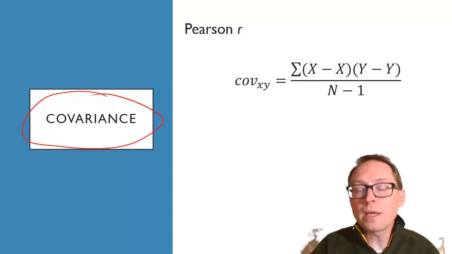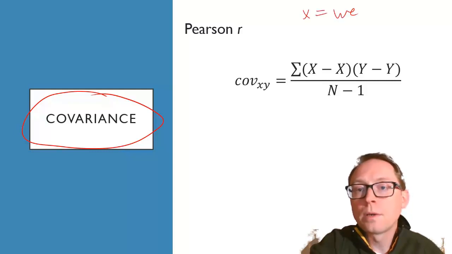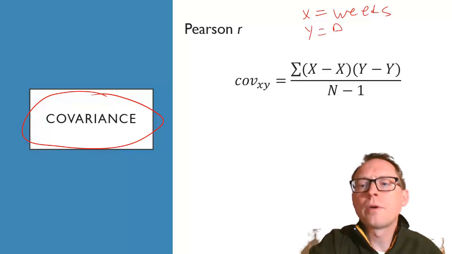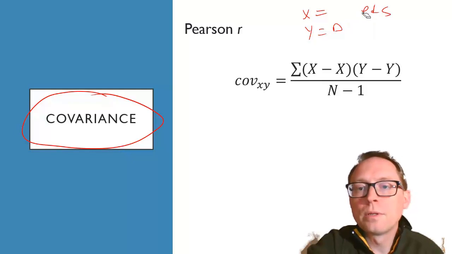Now you should be able to recognize some things here. Now remember, if x equals weeks, so x is variable 1, and y equals days. I think I did that backwards last time. So I'm going to erase that so we're standardized with what we were before. Let's have x equal days and y equal weeks so that we are doing it the same way we did before.